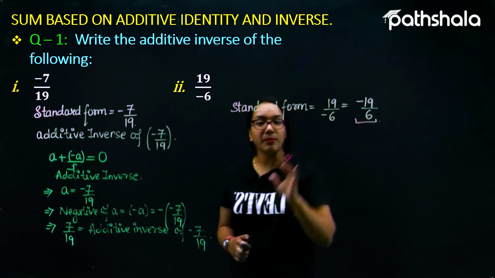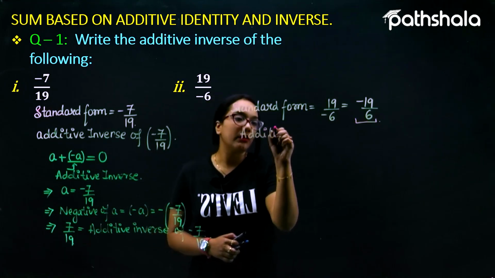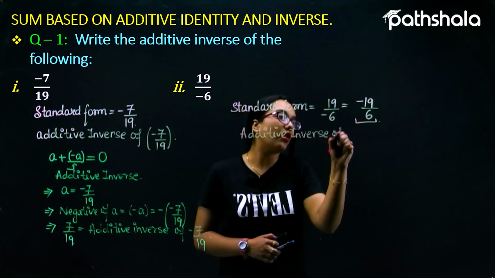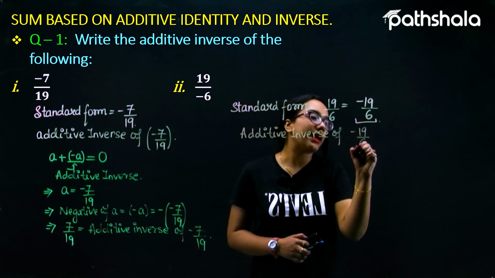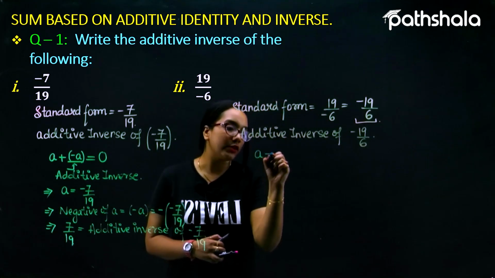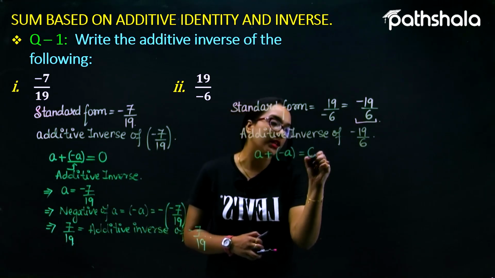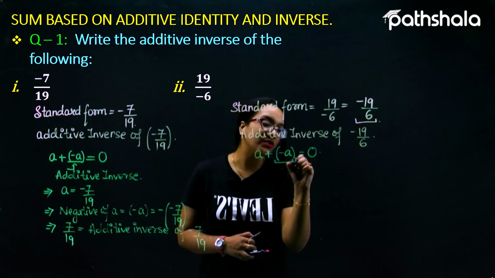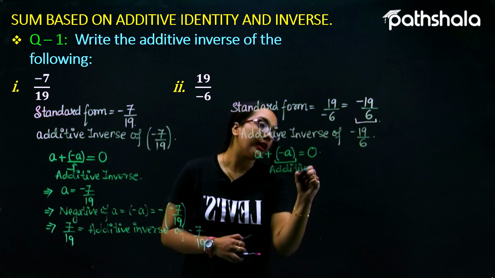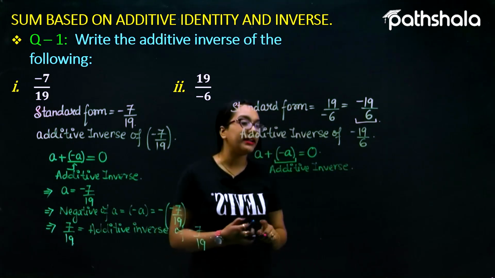Again, with the same concept, we have to find the additive inverse of minus 19 by 6. As per the concept, the additive inverse means whenever we add a number a with minus of a, the answer is 0, where minus of a is called the additive inverse.